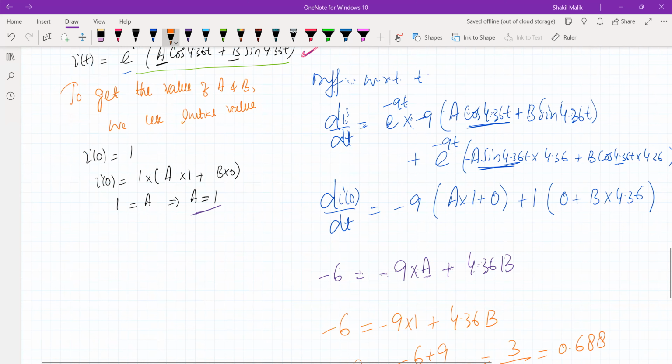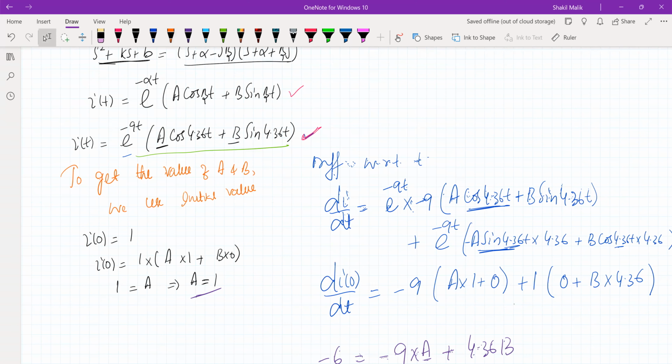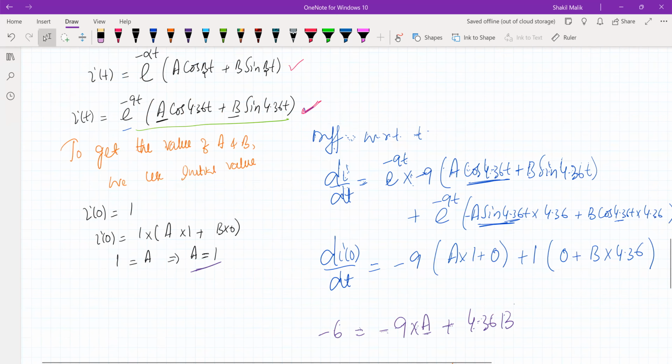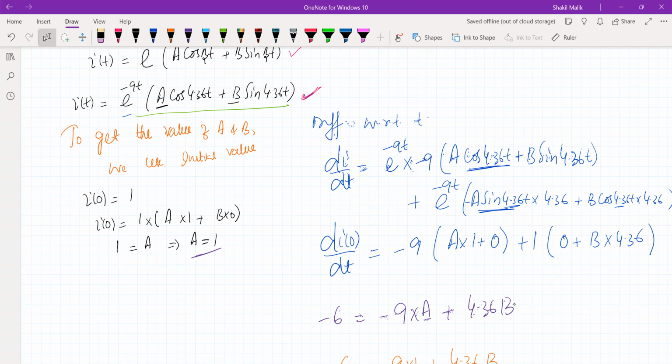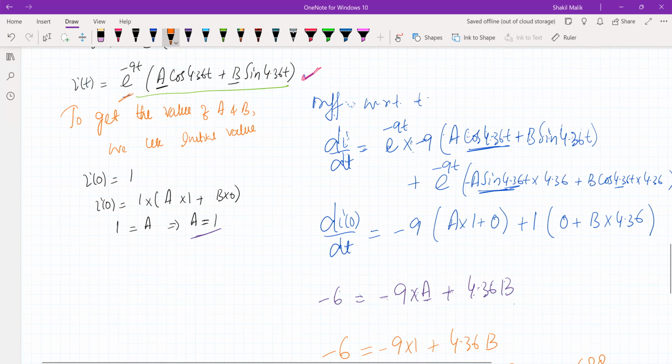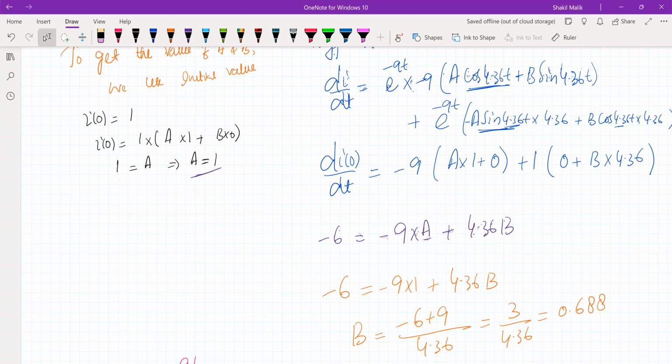We know I of t is e to the power of minus 9t times a cos 4.36t plus b sin 4.36t. So differentiate it. Now this is a product term, the product of two terms, so you will use the product rule of differentiation. And then finally put t equal to 0. You will get di 0 by dt as something like this. Now substituting the values of the quantities, you will get b. And this is the solution.